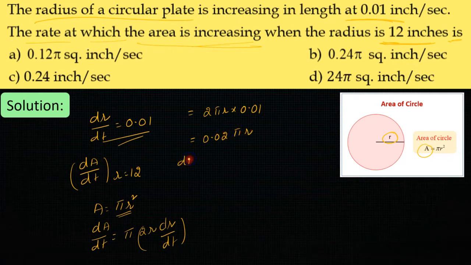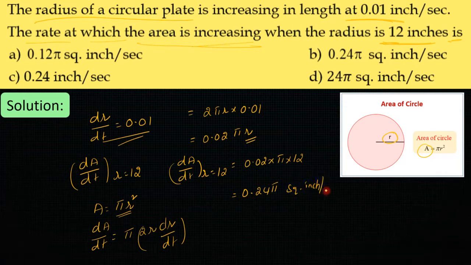Now dA by dt at r equals 12 is, here we substitute r equals 12, we get 0.02 into pi into 12. This equals 12 into 0.02, which is 0.24 pi square inches per second. Therefore, the answer is option B.